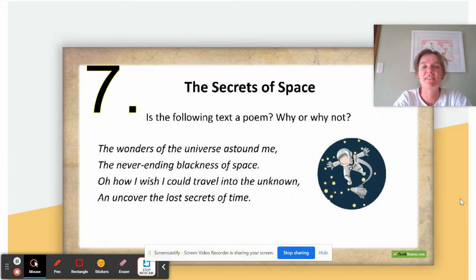Next slide, question 7, The Secret of Space. Is this a poem? Why or why not? The wonders of the universe astound me, the never-ending blackness of space. Oh, how I wish I could travel into the unknown and uncover the lost secrets of time. Is it a poem? Yes or no? And why? Why do you think that's a poem, or why do you think it's not a poem?